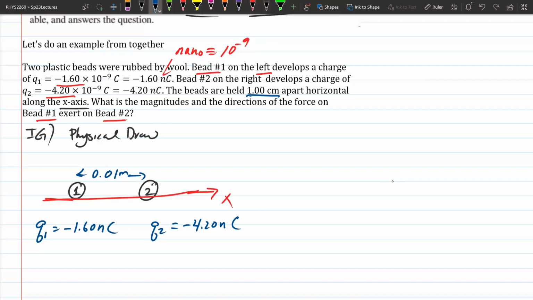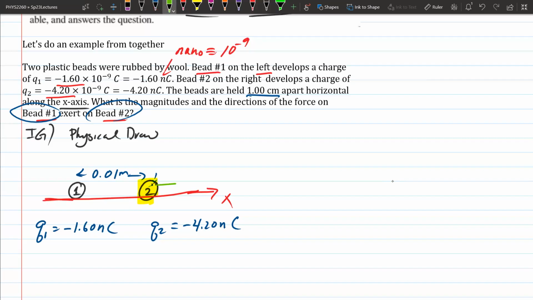So what we're trying to figure out is the force bead 1 is exerting on bead number 2. Since they're both negative charges, and we're trying to figure out the force on bead number 2, which direction is the force going to be applied, the positive or negative x direction? Positive, because they're going to push each other apart.